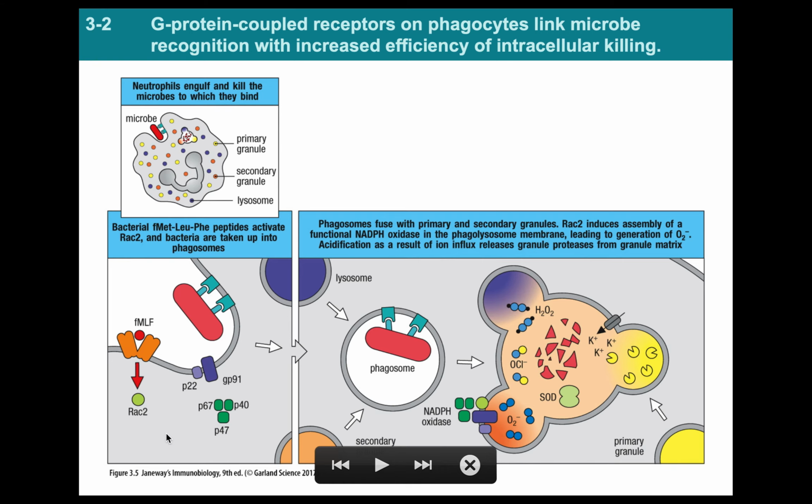And then RAC2 will cause assembly of this sort of killing chamber where we're going to release different molecules. We're going to bring in a lysosome and a thing called a secondary granule and a thing called a primary granule. The primary granule is going to have enzymes inside of it. The secondary granule is going to have those reactive oxygen species. The lysosome is going to have peroxide. And the OCl minus is the active ingredient in bleach.